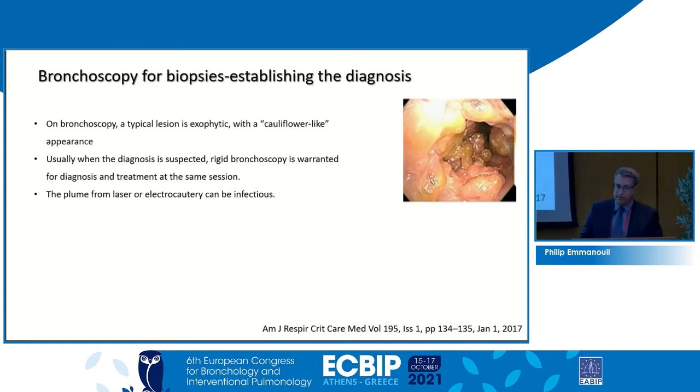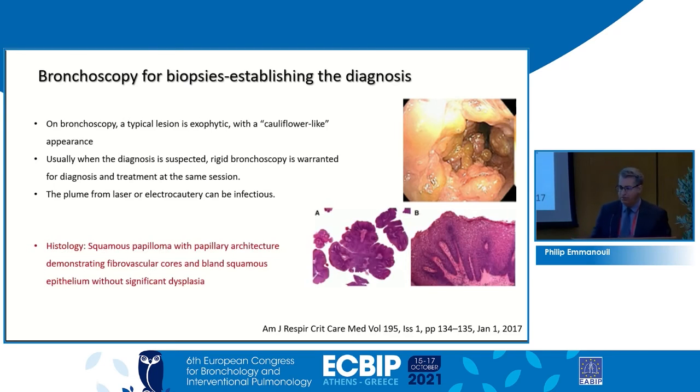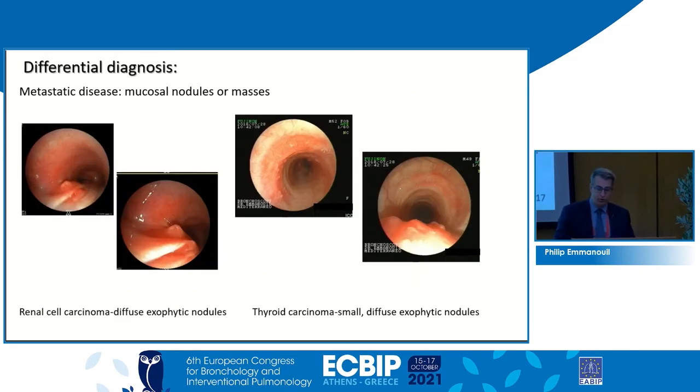Of course, bronchoscopy is the mainstay of diagnosis. So when we get into the trachea and the bronchi, we can see this cauliflower-like appearance, and we take biopsies, and we have the assurance by the pathology that we have these papillomas. Papillomas look like this. They have a fibrovascular core, and they have a squamous metaplasia. So when we take the biopsies, we must always have in mind that if we use procedures such as electrocautery or laser, the plume that is created can be quite infectious to the bronchoscopist and the staff as well. So we have to make sure that we have the adequate precautions.